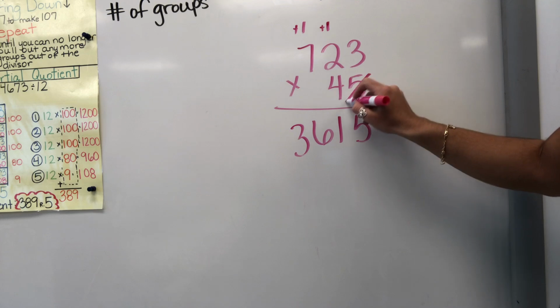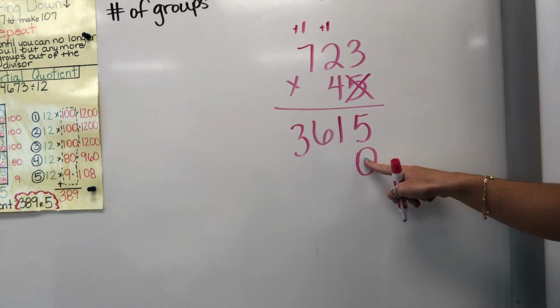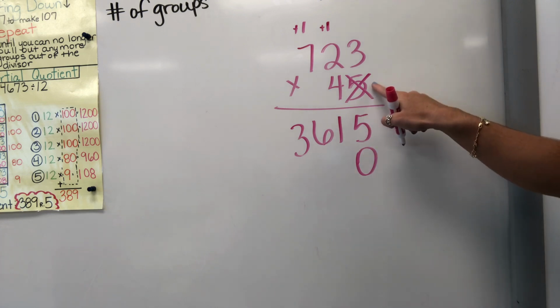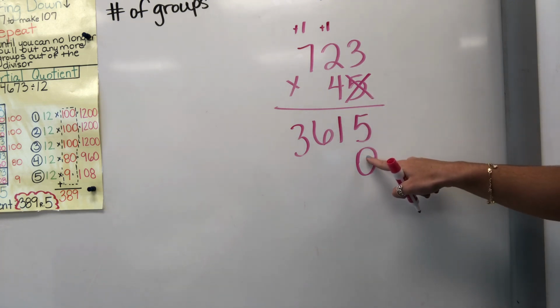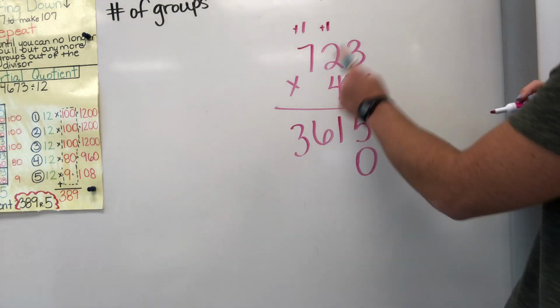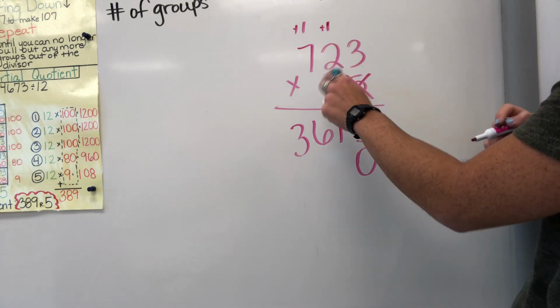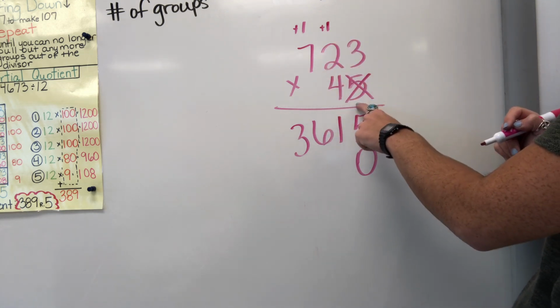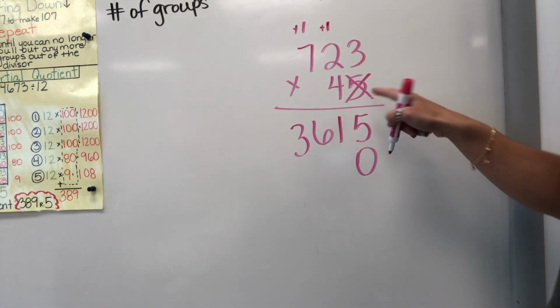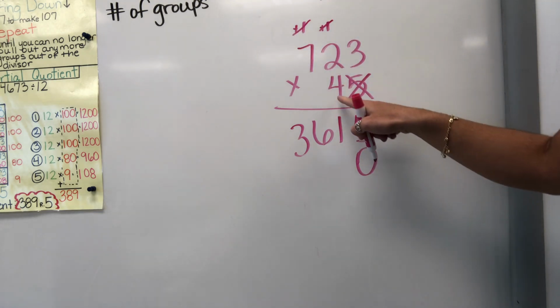Now that I've done that, I need to cross out the 5 and put a placeholder. The reason we put this 0 here is because I've already dealt with the ones place value. So this 0 holds the place of the ones, and what I'm about to do is 723 times 4, which is technically 723 times 40. That's another reason why I put the 0. When I cross out this 5, I also want to cross out these so I don't accidentally add them again.